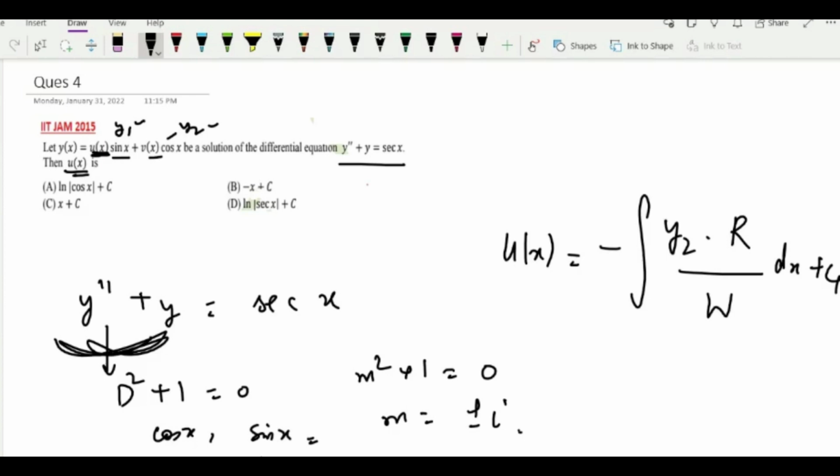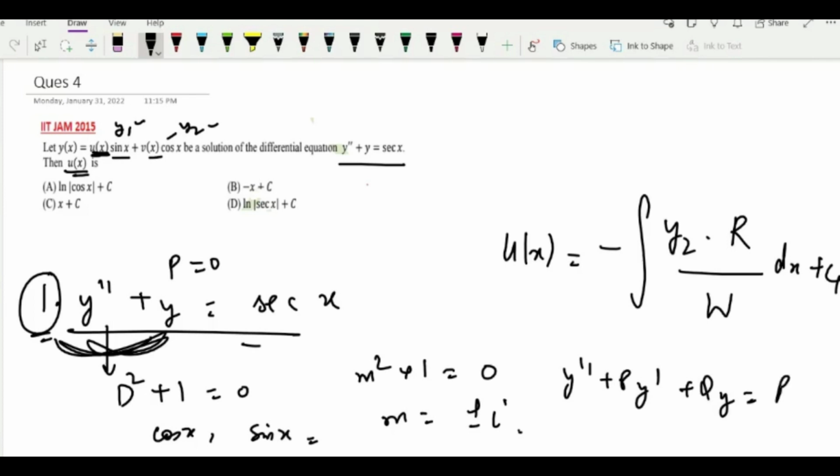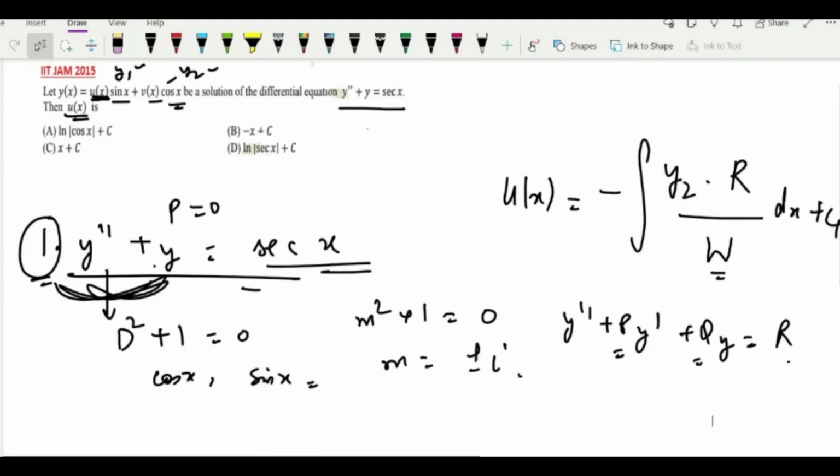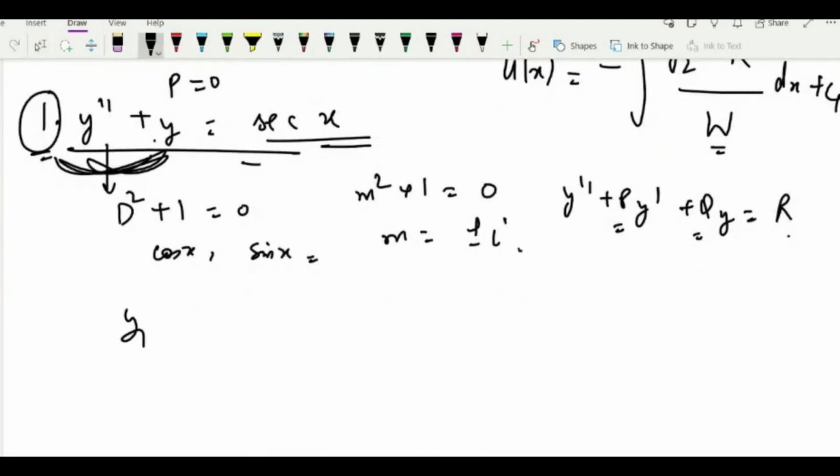So here we have r is equal to, this is in standard form, as here we have 1. The value of p is 0. Compare it with the standard form, which is y double dash plus p y dash plus q y is equal to r. So there is no coefficient of y dash. So p is equal to 0, q is equal to 1, and r is equal to secant x. We have y1 is equal to sin x and y2 as cos x, and we are to find the Wronskian of y1 and y2.